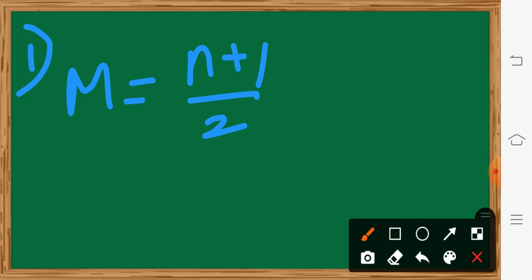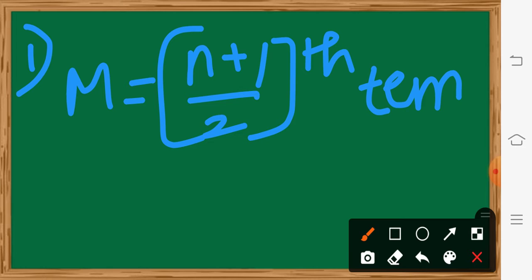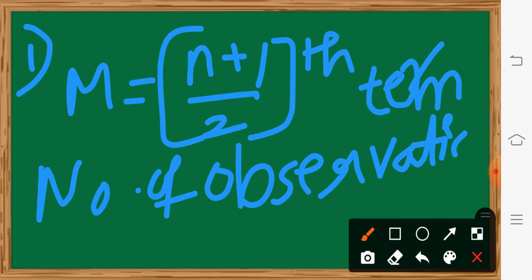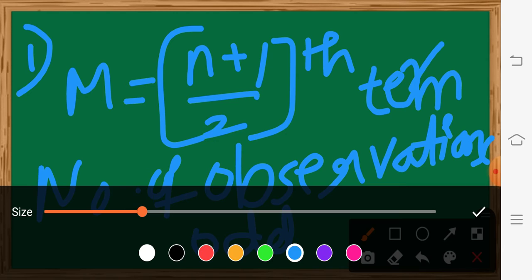We have two formulas to find the median. If the number of observations is odd, then we use the first formula. This is median equals the (n plus 1) by 2 th term. This formula is used when the number of observations is odd.